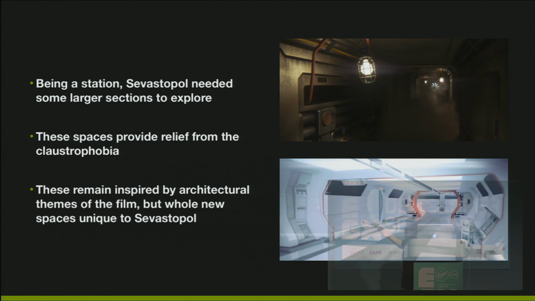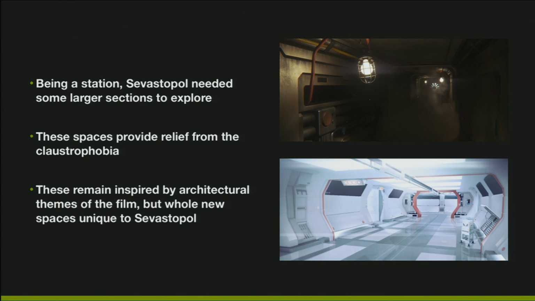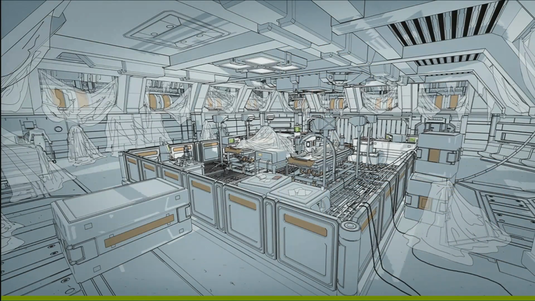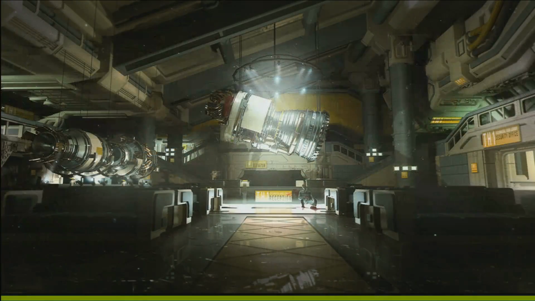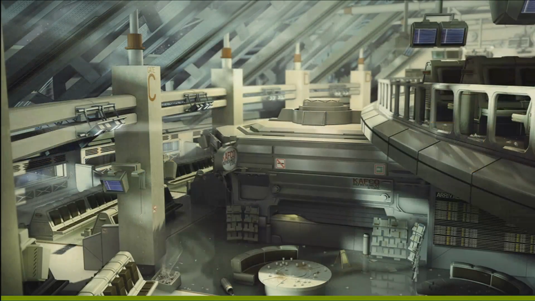Now, these larger spaces are still informed by the archetypes, still inspired by the original architecture, but they are completely unique. A couple of concept examples. This is some observation sections with multi-layers, which you've not seen before. Some lobby areas that lead on to much more complex spaces. They have these central hubs, and also things like transit stations and spaceports.